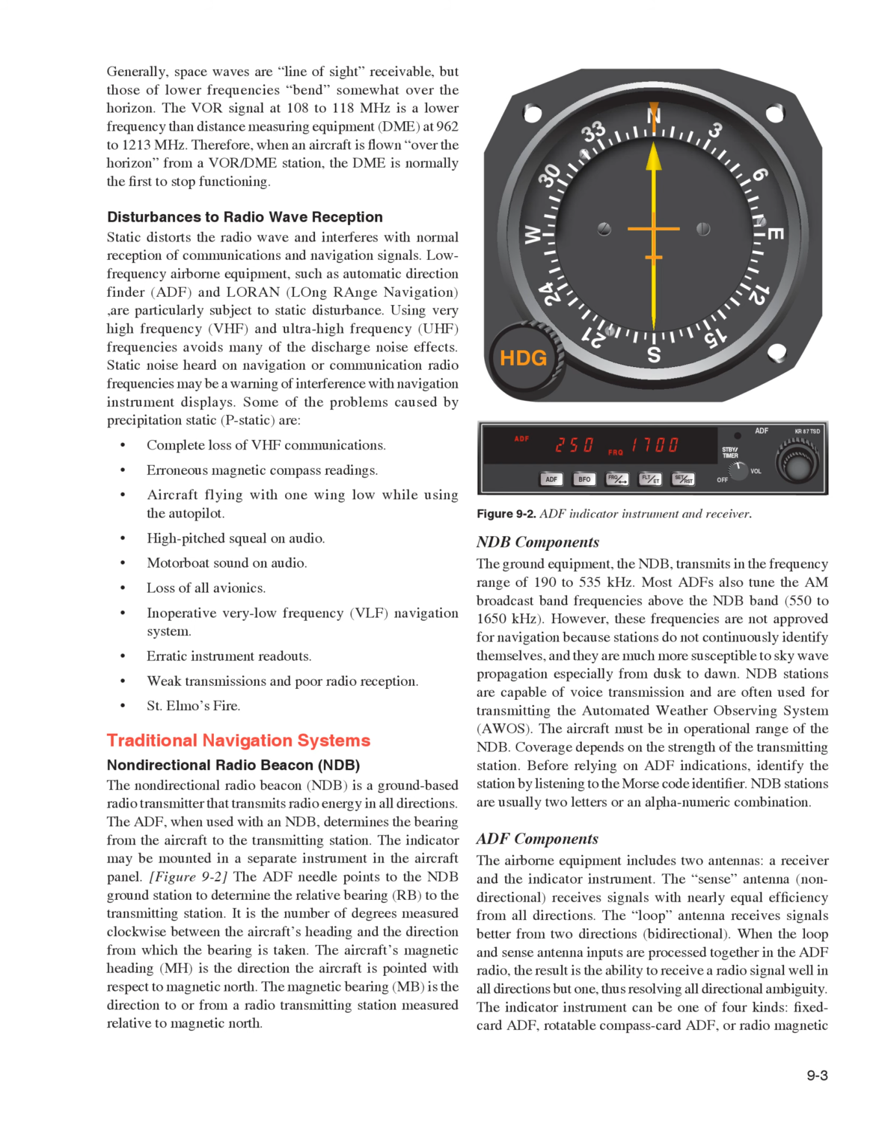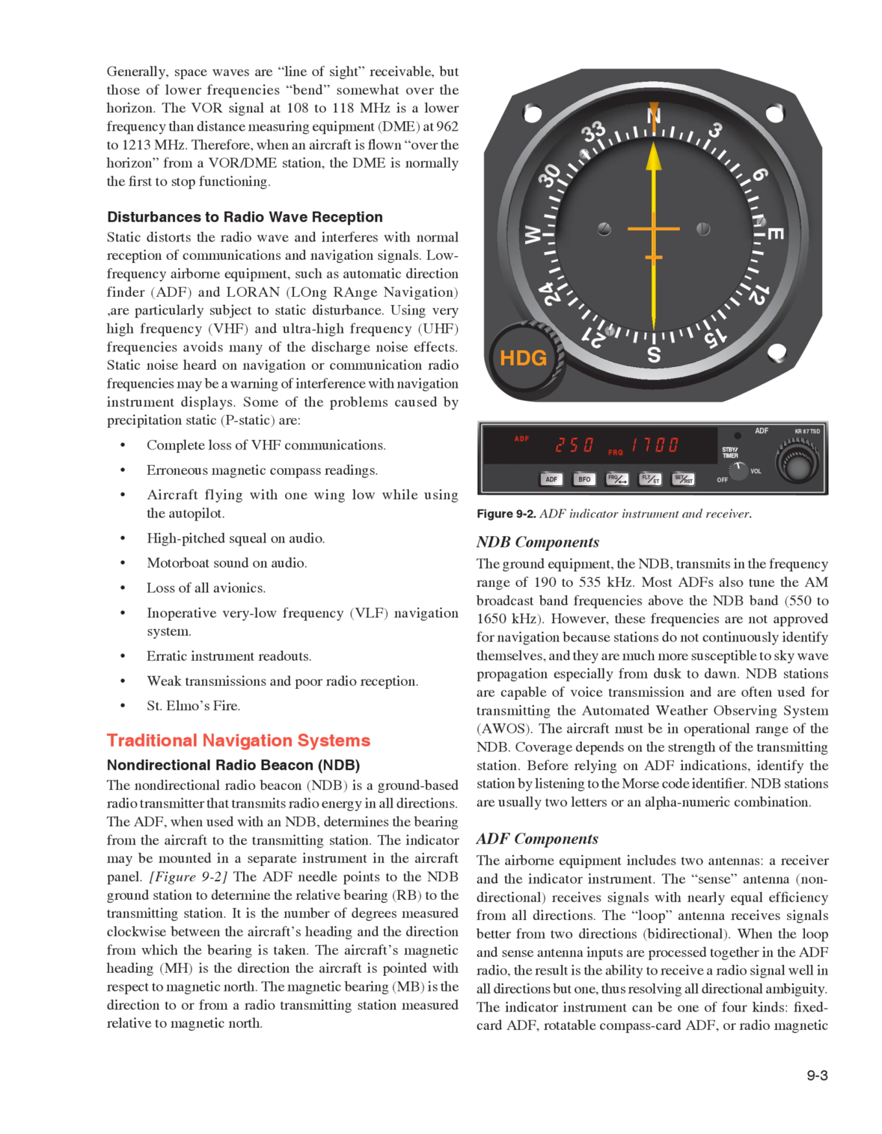ADF components: the airborne equipment includes 2 antennas, a receiver and the indicator instrument. The sense antenna, non-directional, receives signals with nearly equal efficiency from all directions. The loop antenna receives signals better from 2 directions, bidirectional. When the loop and sense antenna inputs are processed together in the ADF radio, the result is the ability to receive a radio signal well in all directions but one, thus resolving all directional ambiguity.